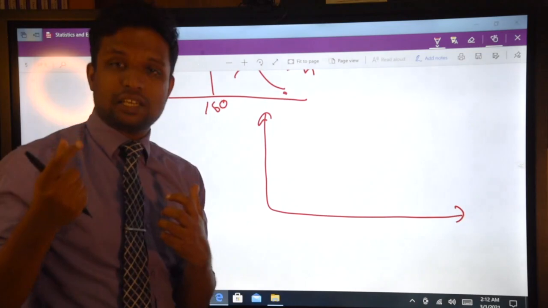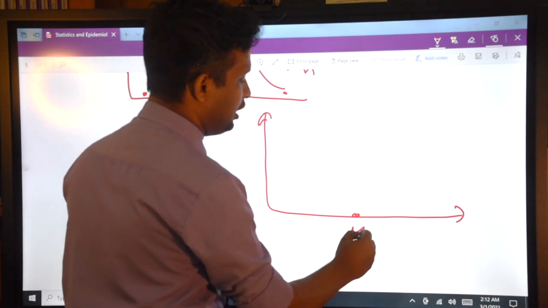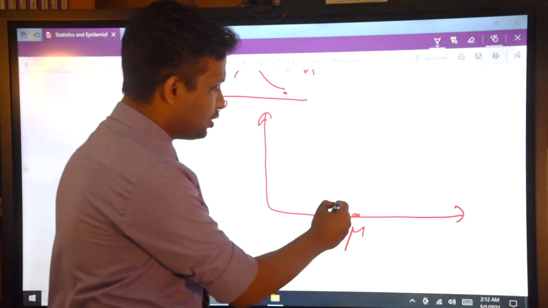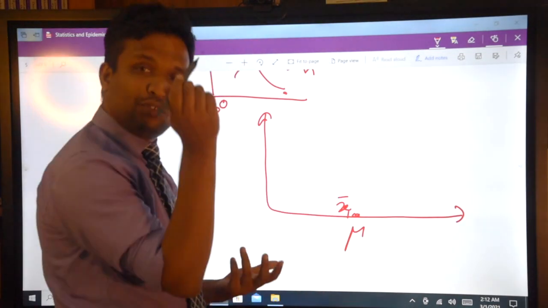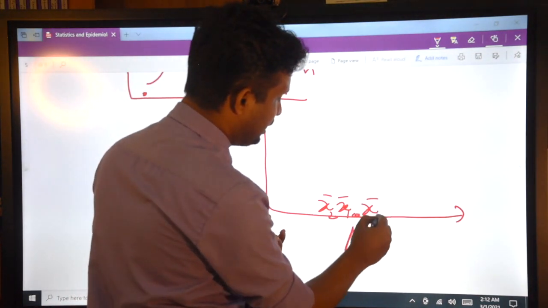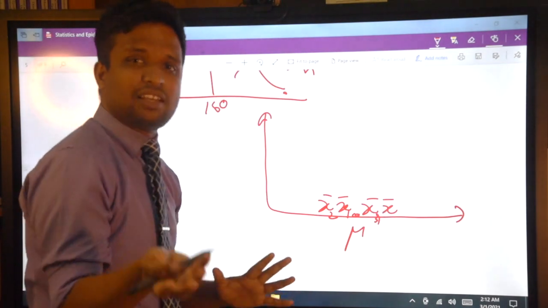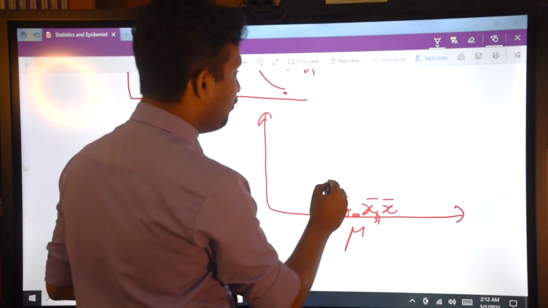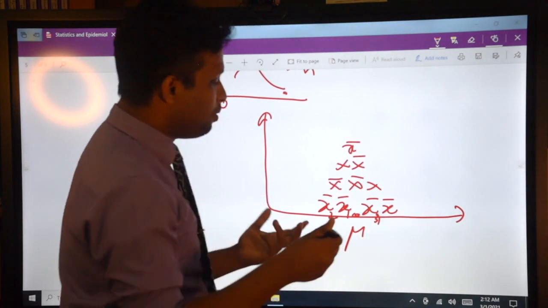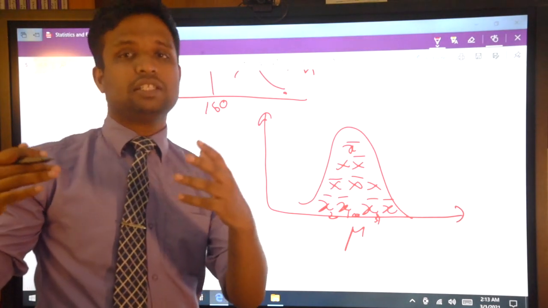Why? If all these samples are random and representative, and the population mean is named mu, then a random sample mean will be close to mu. That may be x bar 1. If you take another one, it may be slightly higher than this one. Like that, the sample means will be plotted on either side of the population mean, which ultimately creates another normal distribution. This is the sampling distribution, and again, confidence interval is something else.